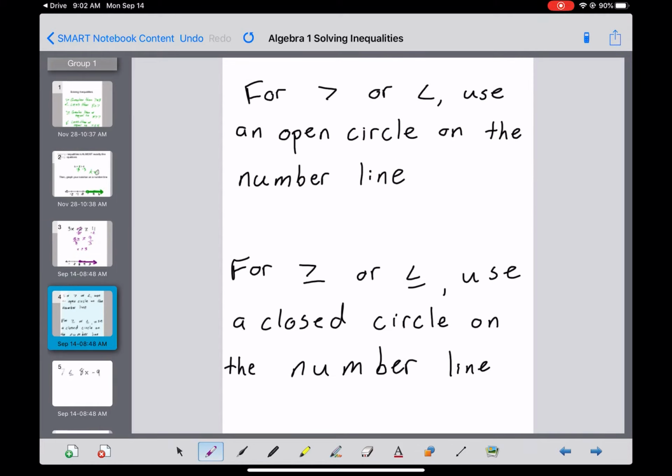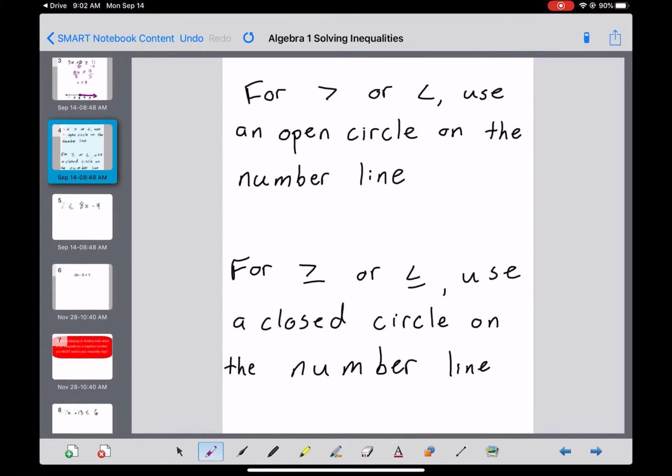So if it's just a greater than or a less than, you're going to use an open circle on the number line. If it's a greater than or equal to or a less than or equal to, you're going to use a closed circle on the number line. So if it has the equal to part, fill in your circle. If it doesn't, leave your circle open.